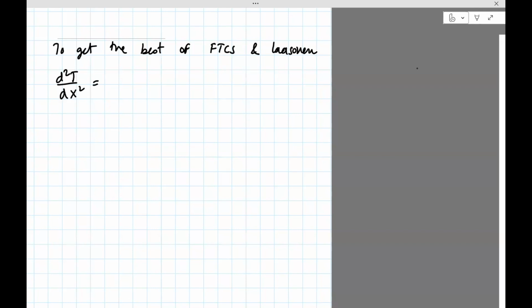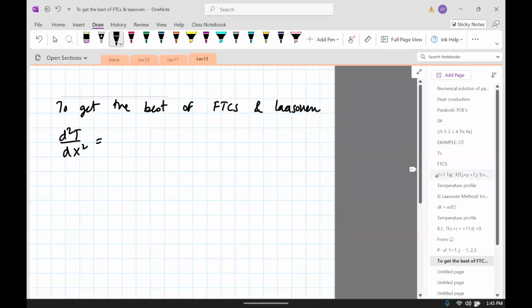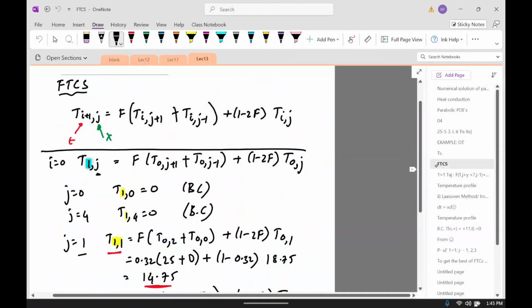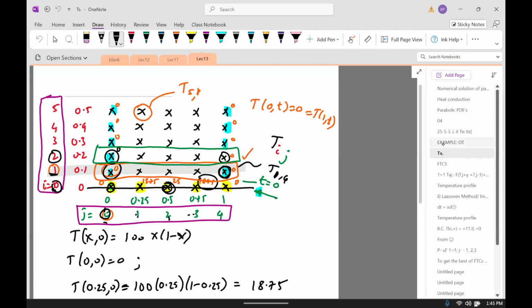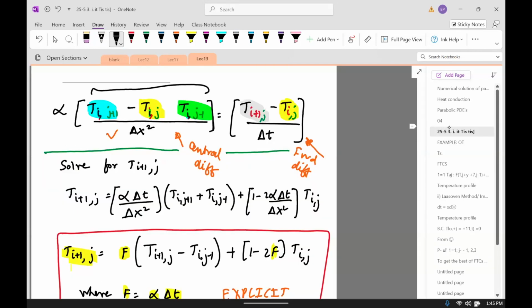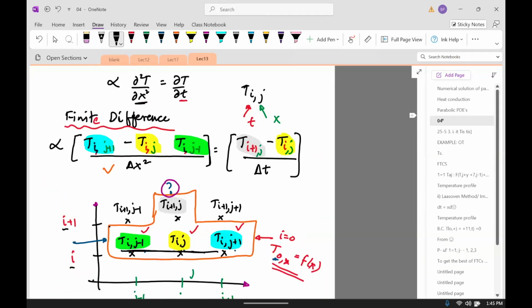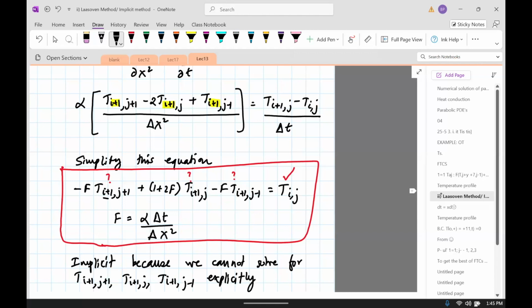So what we do is, instead of trying to do an update, remember both the methods differed in how they did the d squared T dx. If you go here, you can find it. Yeah, here it is. The FTCS used T i, j plus 1, everything was i. If you look at Laasonen, it used i plus 1, i plus 1. So it basically uses the average of the two. Well, not average, but has a weighting factor, which I'll write down in just a bit.